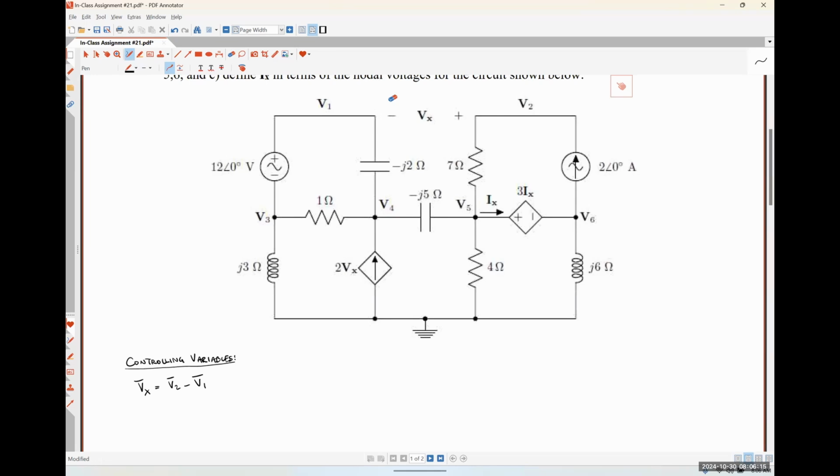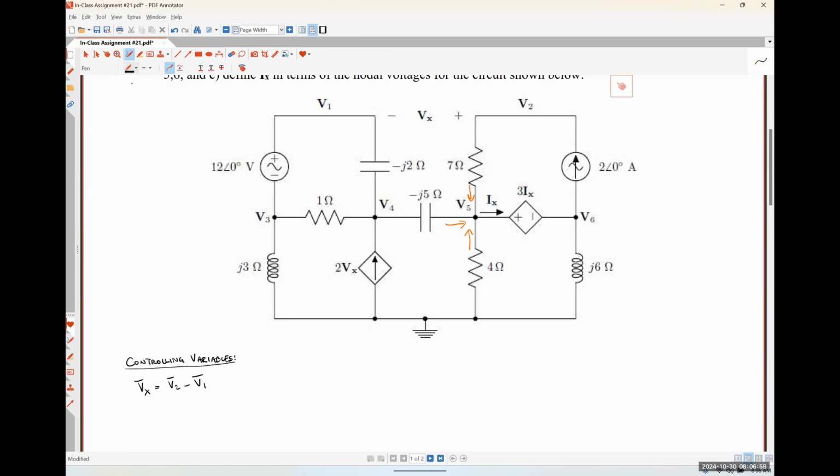For this current Ix here, there are a couple of different ways that we could do this. This is the current that's flowing through a voltage source, which means that we're not going to be able to do node the current originates from minus node the current is flowing to over a resistance, because we don't have a resistance, right? So we are going to have to apply either Kirchhoff's current law at node 5. That would be this current flowing in plus this current flowing in plus this current flowing in, add together to make Ix. So that's one way, and we'll write that equation in a moment.